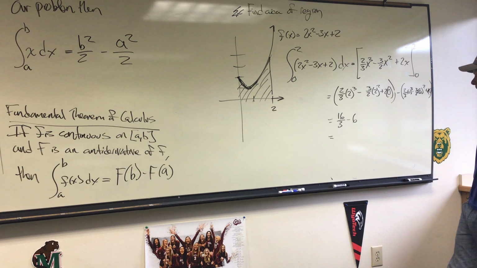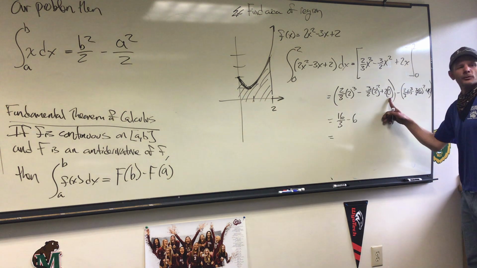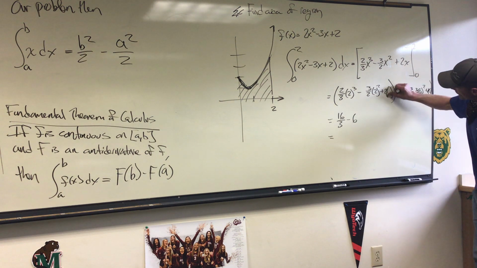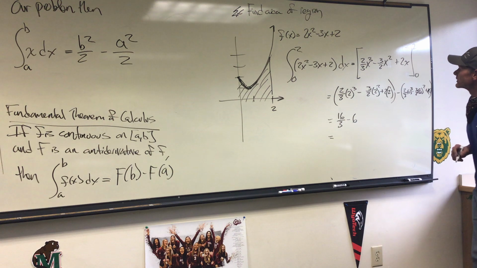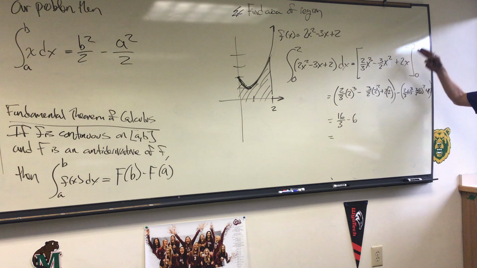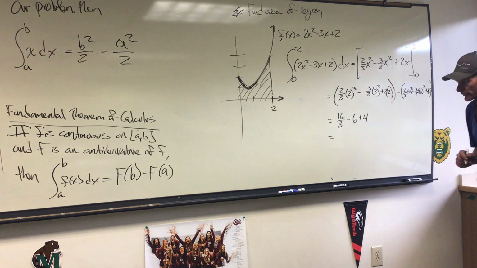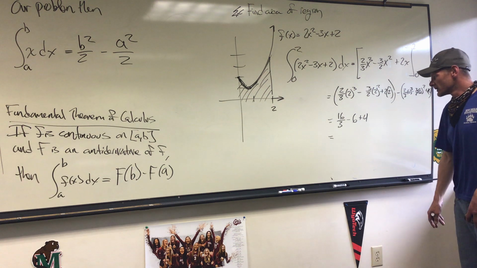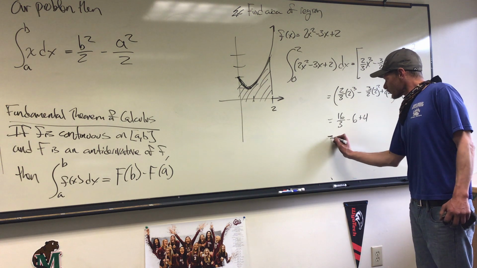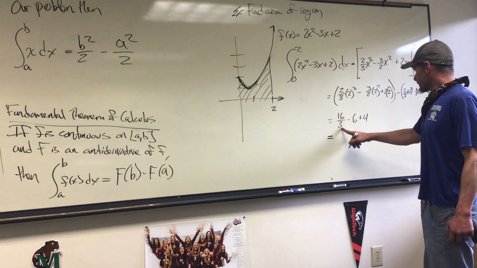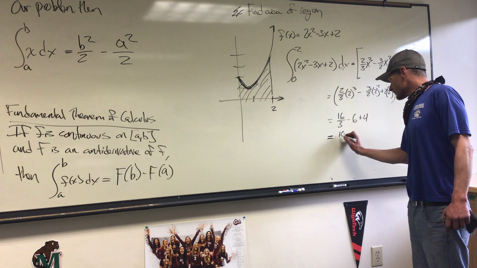What's going on here? Oh, this one wasn't supposed to be 0. I'm sorry about that. Hopefully you were yelling at me and I wasn't listening to you. But yeah, the first time we're evaluating everything at 2, then we're evaluating everything at 0. So this is 4. Why I got confused there is because I noticed that my answer was going to be negative, and that's not good. Because this is an area, right? 16 thirds now minus 2, so 10 thirds.